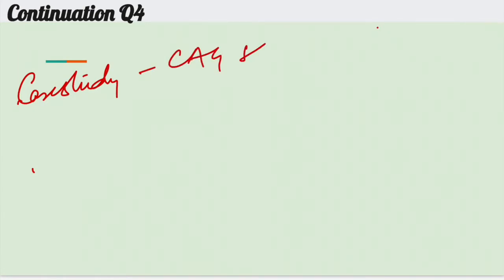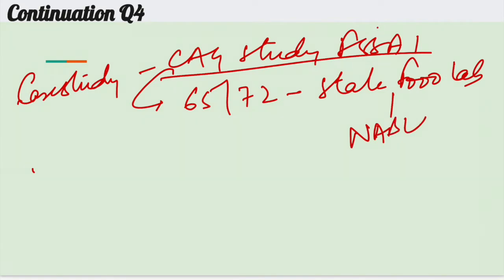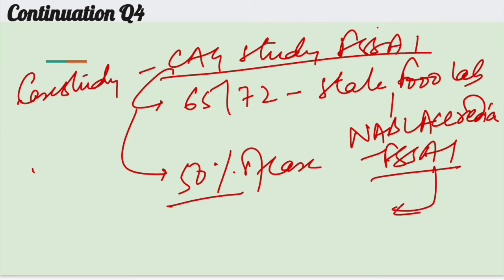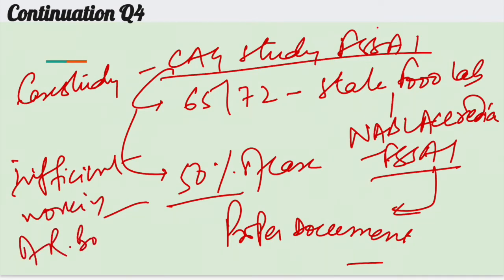So now, as a case study I can give a CAG study on the working of FSSAI. The CAG study revealed that 65 out of 72 state food labs of FSSAI do not have NABL accreditation. This is the issue. And it has also been highlighted that in 50% of the cases where FSSAI has given a license, they have not asked for proper documents. This is highlighting the inefficient working of the regulatory body. Understood?